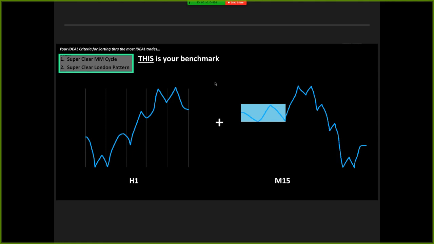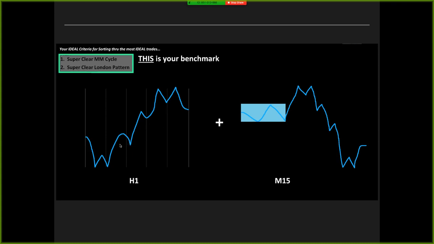Because if you break it down to the bare bones, this is what you really need to be focusing on every single day when you trade. You want to be able to see a super clear market maker cycle on the H1. Okay, so this is the H1 cycle, broken down the week: Monday, Tuesday, Wednesday, Thursday, Friday. Now, obviously, it's not always going to look like this. It's not going to start on Monday and end on Friday so perfectly and give you these levels like this. That would be way too easy.